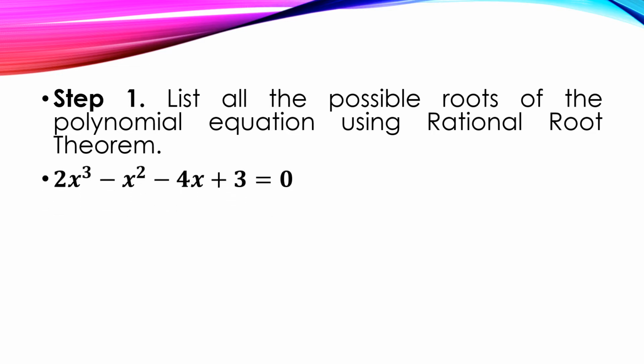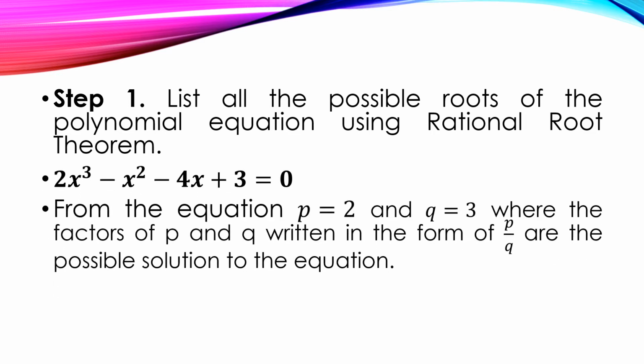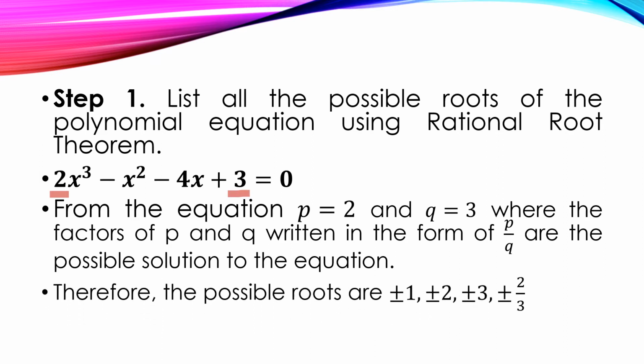So, paano ba natin gagawin yon? So, just check for the value of P and Q. So, ito yon, kung ano yung ating leading term at saka yung ating constant. Ayan. And then, so what are the possible value factors niyan? So, ang possible roots are positive negative 1, positive negative 2, positive negative 3, positive negative 2 over 3.